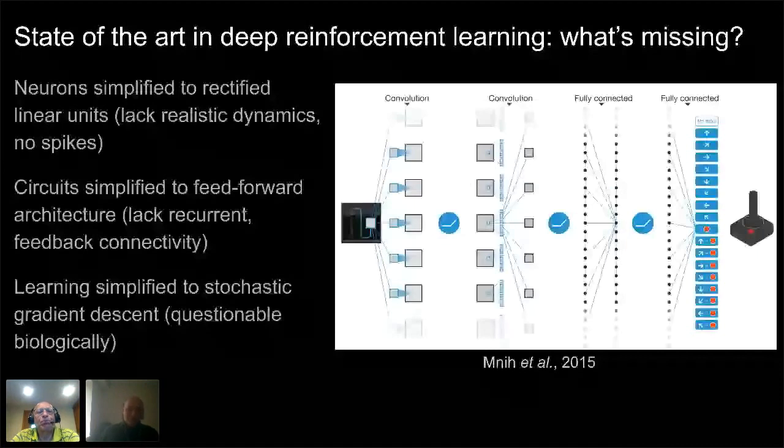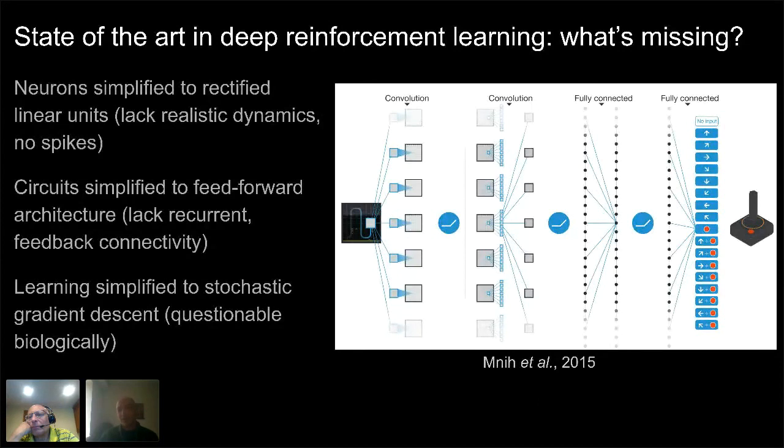So this is a figure that you've seen probably recently from some of the talks here at the CNS meeting. So this is from a paper in 2015 where they trained this deep network to play these Atari games. And so the question that's motivating some of this work is what's missing in these networks and models. So one thing is that the neurons are kind of simplified. They're just these rectified linear units. So they integrate the inputs, but they don't have realistic temporal dynamics, and they don't emit action potentials. So they have less precision in terms of their temporal integration and input and output processing.